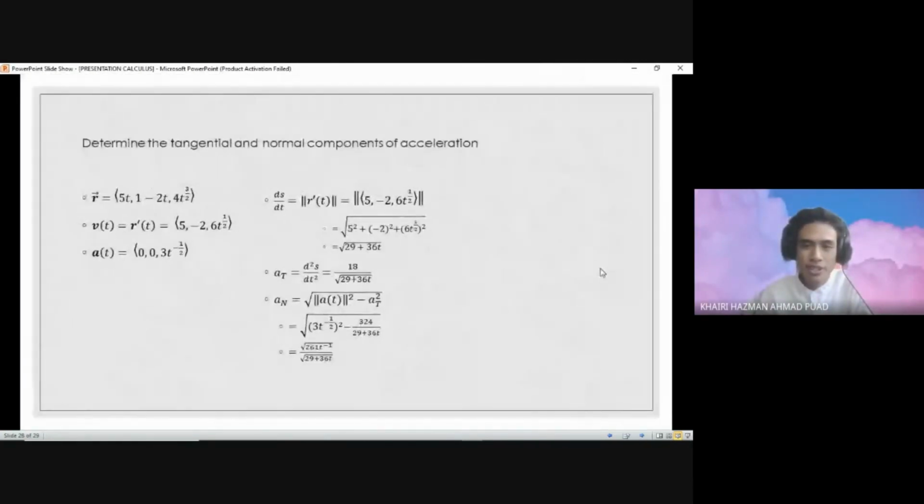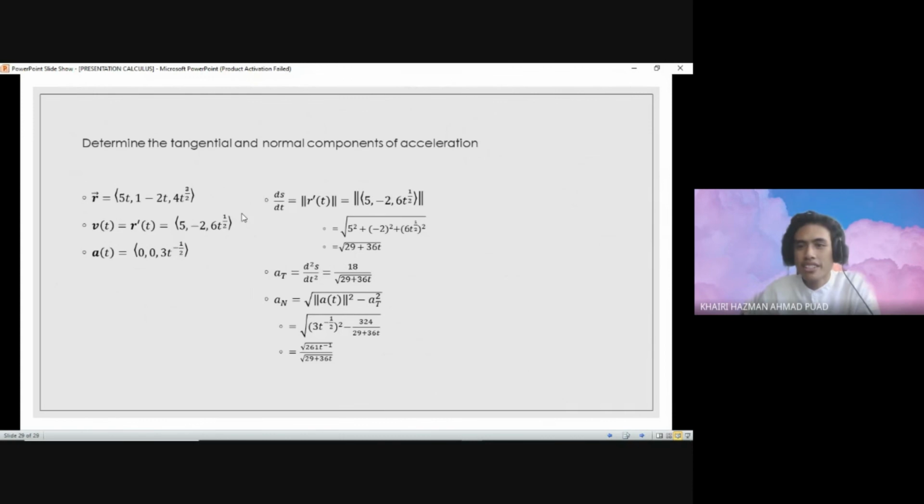Okay, for the last section 112, the question is to determine the tangential and normal components of acceleration for the object whose position vector is given as r equal to 5t, 1 minus 2t, and 4t to the power of 3 over 2. To determine the tangential and normal components of acceleration, first, we need to find the velocity and the acceleration of this function.